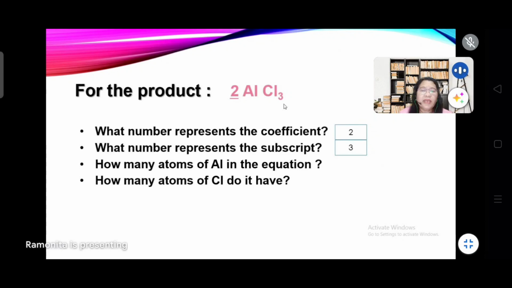How many atoms of aluminum are in the equation? Okay, 2. How many atoms of chlorine do we have? Okay, very good. It is 6. How did we get 6? We just multiply the 2, which is the coefficient, with the subscript, which is 3, to get the resulting product of 6. Okay? Let's proceed.